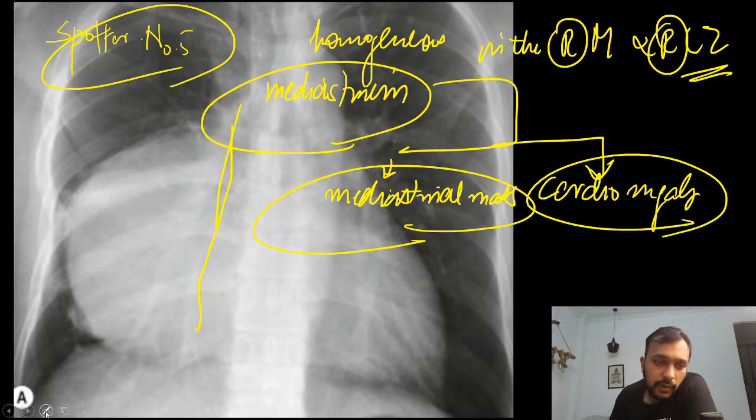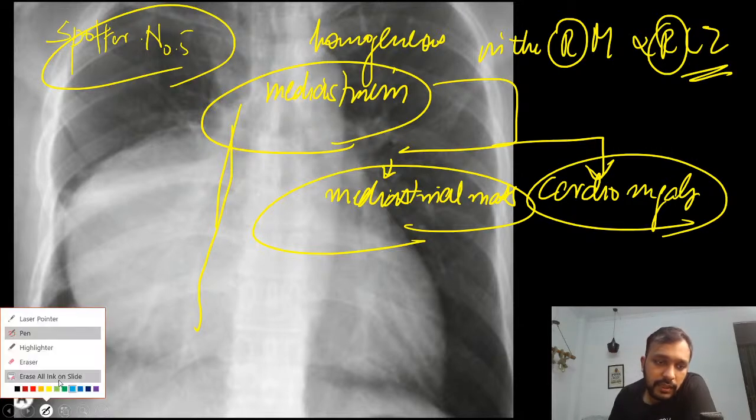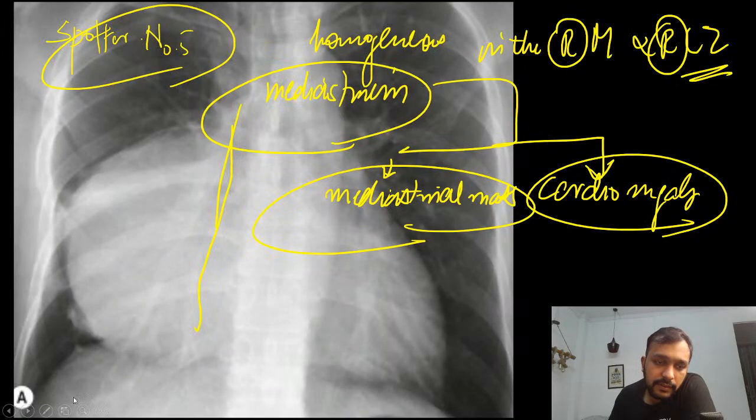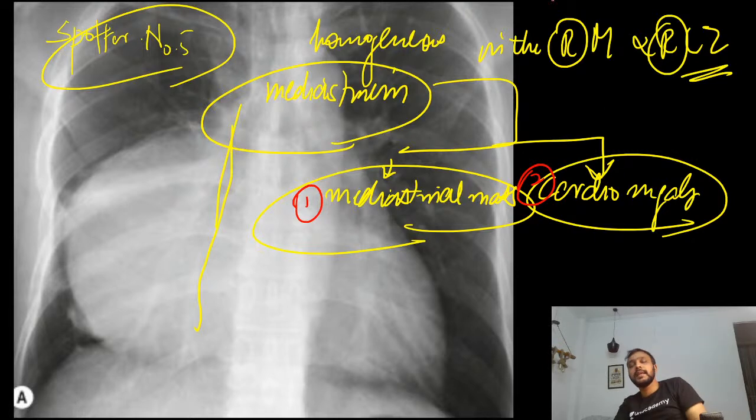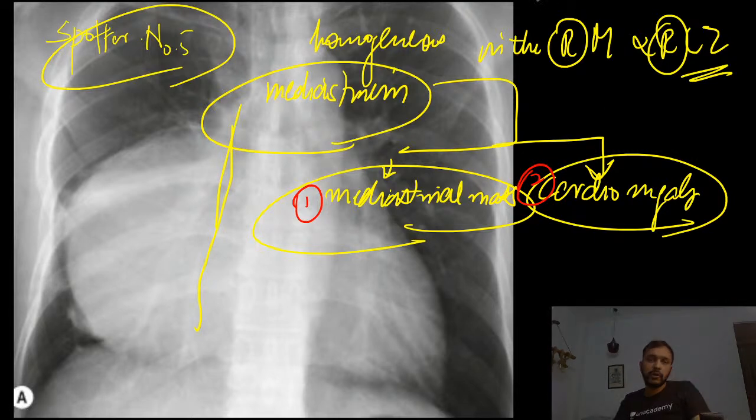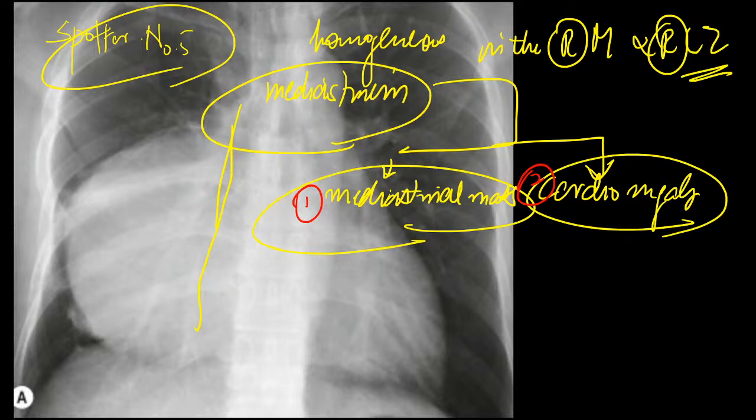So any guesses whether this enlarged homogeneous opacity in the right middle and lower zone is due to cardiomegaly or due to mediastinal mass? Just write down what are your guesses. Any guesses, guys? I'm waiting for your answers. You have to guess something between cardiomegaly or mediastinal mass with a reason also.